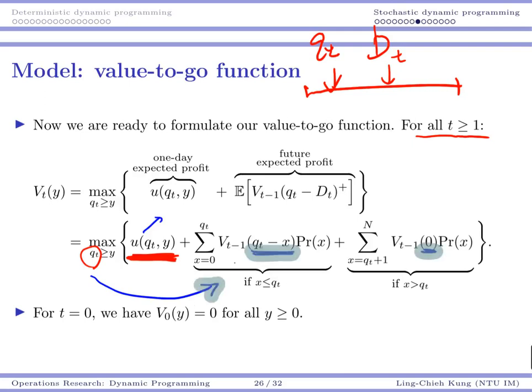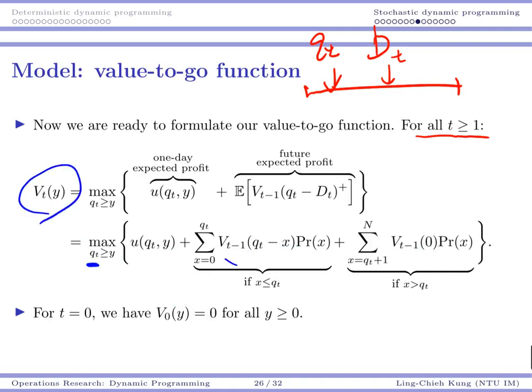Okay, so once we make our optimal decision here, then we are able to define VT based on VT minus 1. Okay, so that's our formulation. And with our formulation, if we have numbers, if we have the values of the parameters, we will be able to solve our problem.